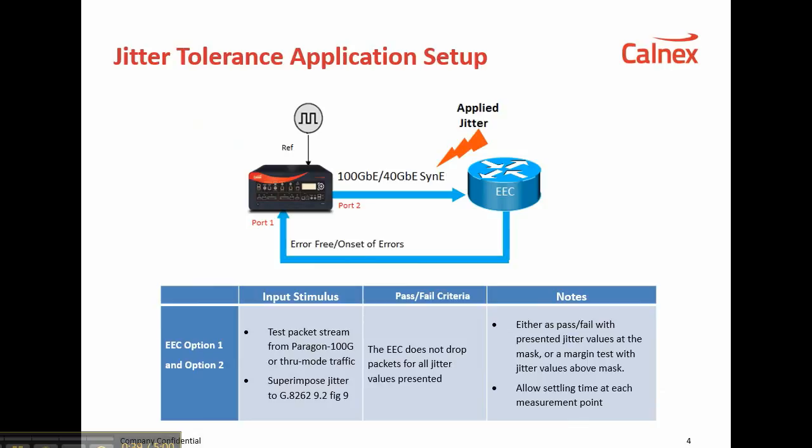So this is a jitter tolerance application setup. To make a jitter tolerance measurement, you need to connect port 2 to the device under test, in this case an Ethernet equipment clock, and this port on the Paragon-100G is used as jitter, and port 1 is used to measure the test packets, count the packets and check they're error free in the presence of jitter.